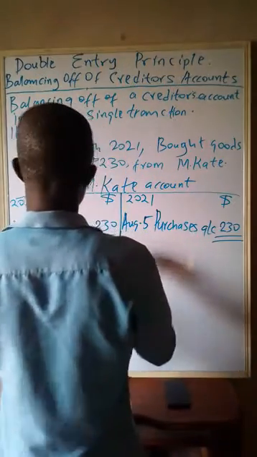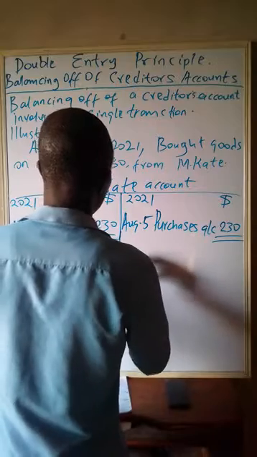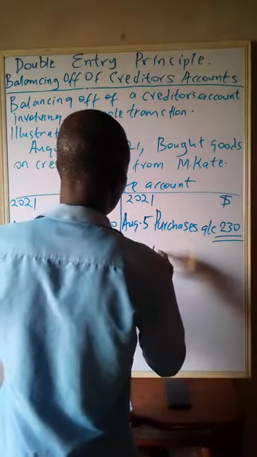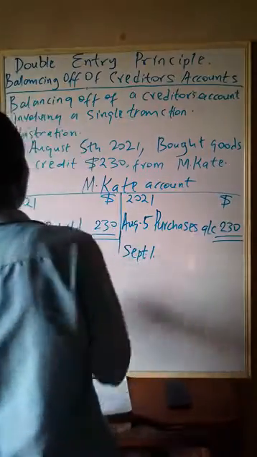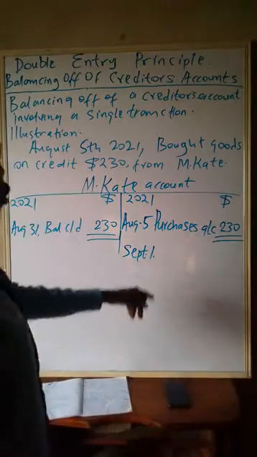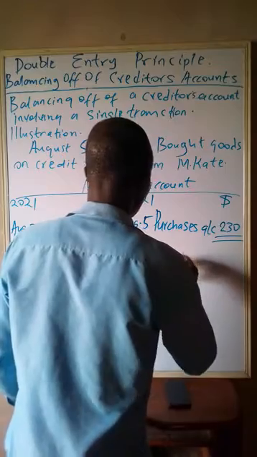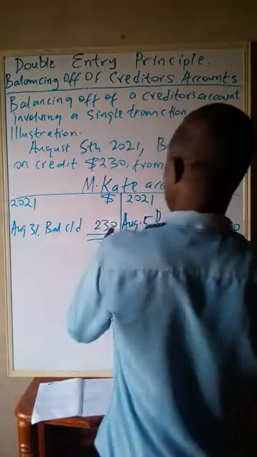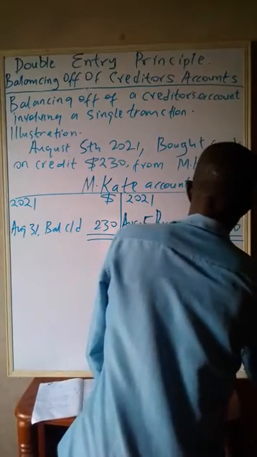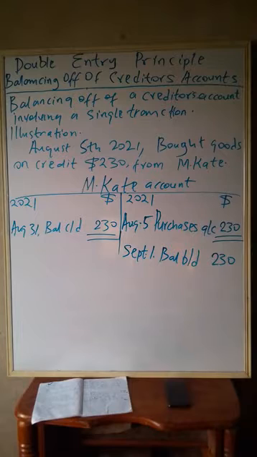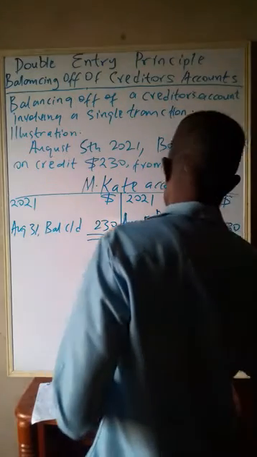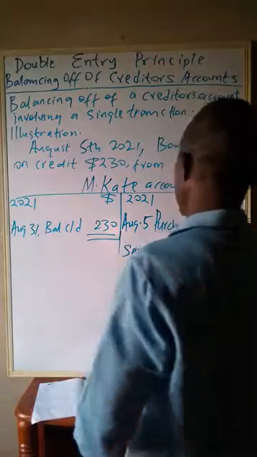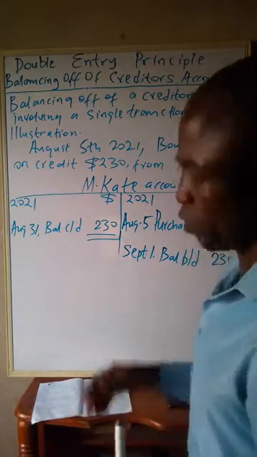And what is the next period? September 1st. That is the balance CD for the closing, and for the opening, that is the balance BD. Balance brought down. Short form of brought down. And what is the amount that we are bringing down? That we have not paid him? 230. And that is about accounting involving a single transaction. How do we balance up the account? We balance up the account and we bring the balance CD to the next period.